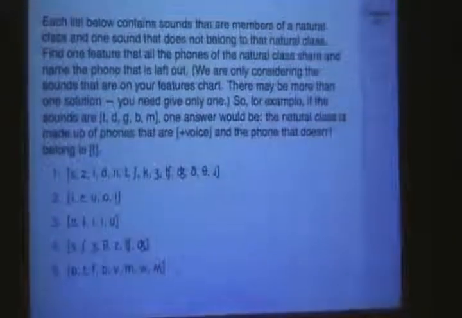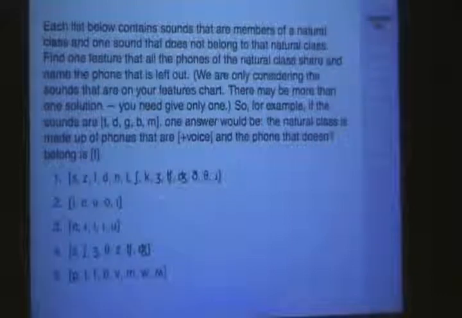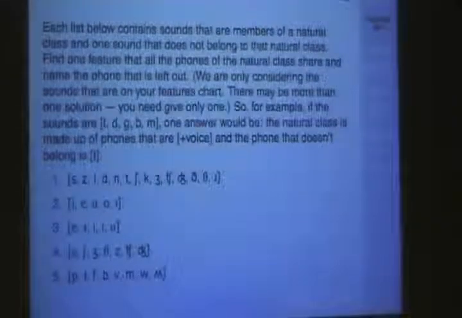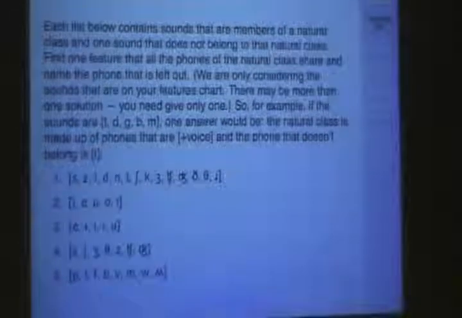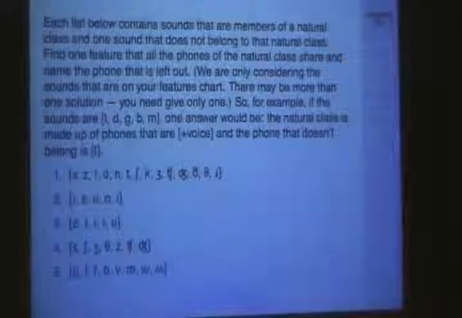And that includes this first question. So what I've done here in the first question is I've given you 5 lists of sounds, and for each one of these lists there will be one feature, so one of these properties, that all these sounds except for one have. And I want you to find that feature, that property. So for instance, here's a list of sounds. Ta, da, ga, ba, ma.